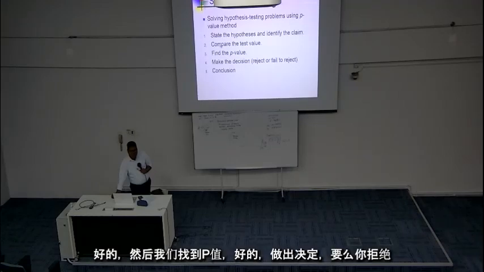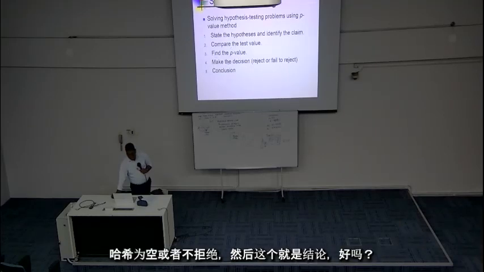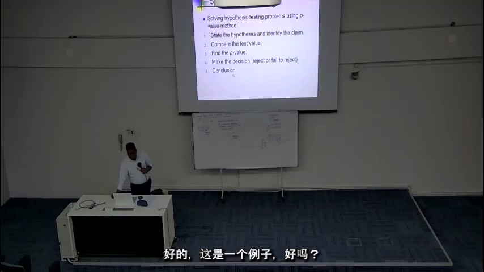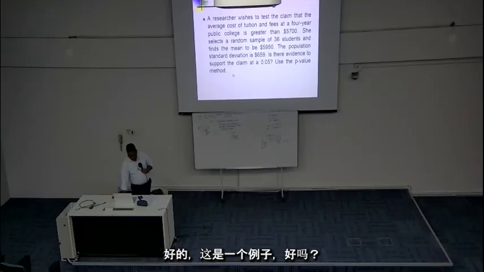The second step, we need to compare the test value and then find the p-value. Then make the decision: either you will reject the null hypothesis or not reject. And then this one is the conclusion. Okay, all right, so this one is an example.